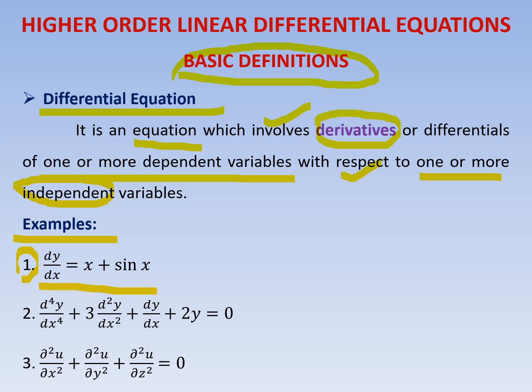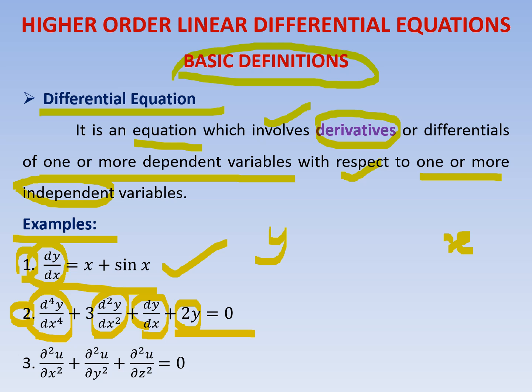In this example, the equation involves first order derivative of one dependent variable y with respect to one independent variable x. Second example, fourth derivative of y with respect to x plus 3 times second derivative of y with respect to x plus first derivative of y with respect to x plus 2 times y is equal to 0. In this example, the equation involves derivatives of one dependent variable y with respect to one independent variable x.